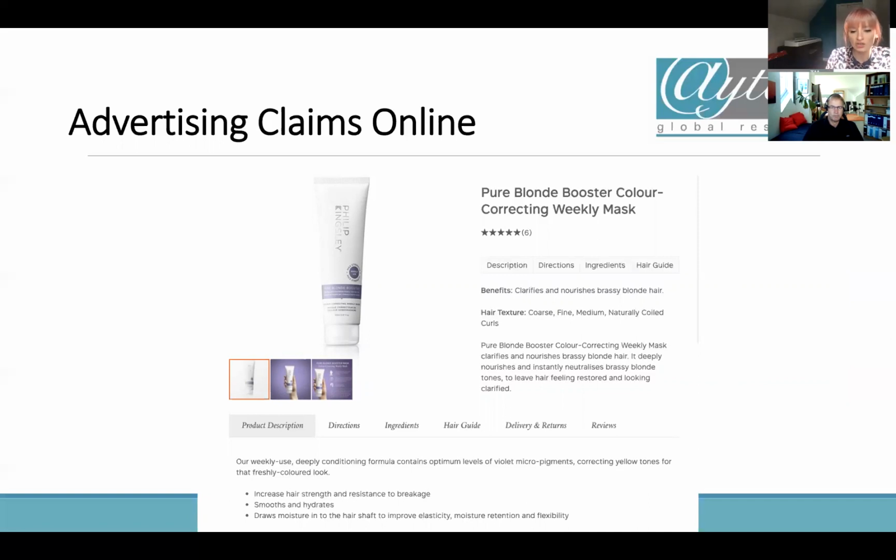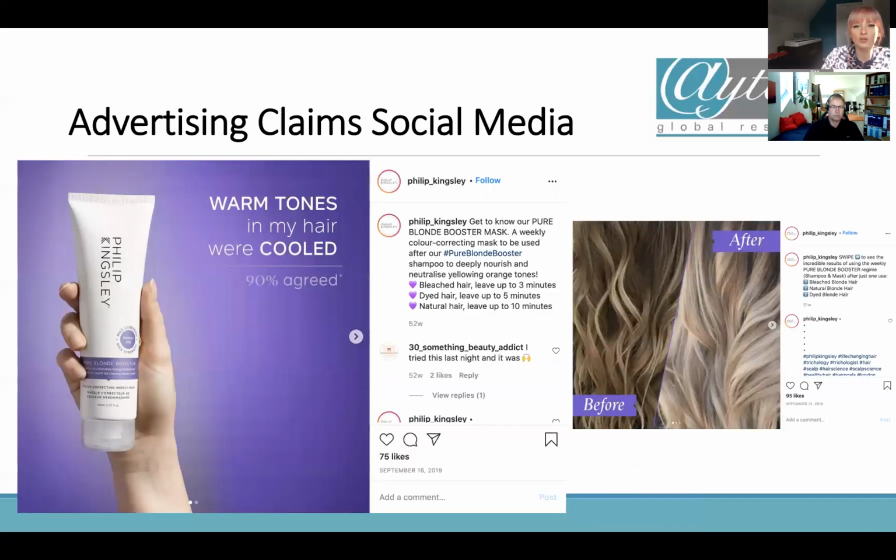So increasing hair strength and resistance to breakage, which would have been seen in a clinical study, smooths and hydrates, drawing moisture into the hair shaft. So you can see how they've used both consumer and clinical data there. And again, it's what you mentioned earlier, you might want to look at both options to really give the scientific description, but the overall benefits that people look into straight away are those really relatable claims they've got through the perception data. And also on social media.